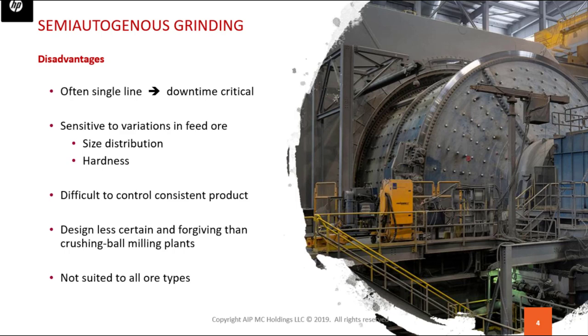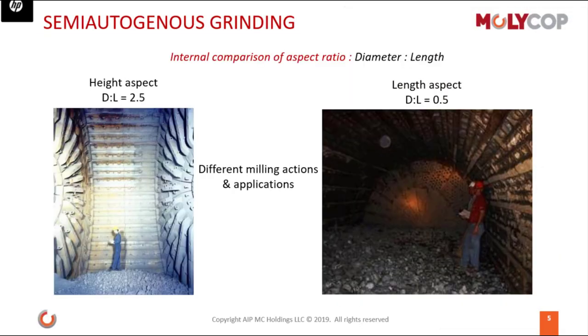It's also less forgiving than crushing and ball milling plants, and it's not suited for all ore types. It's better for some ore types, and for others SAG grinding is not suitable. Also, you can see in these pictures there are two kinds of SAG mills. One is the high aspect SAG mill, with a larger diameter and a short length. On the other side, you have a longer mill with a smaller diameter. It depends on the milling action and the application.